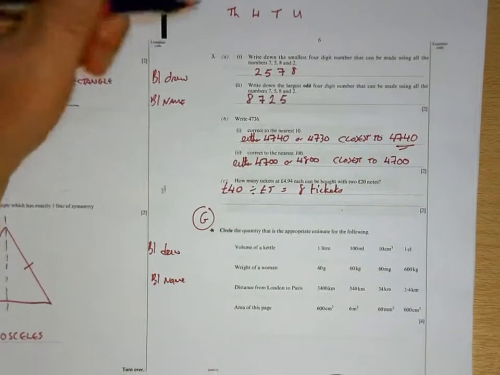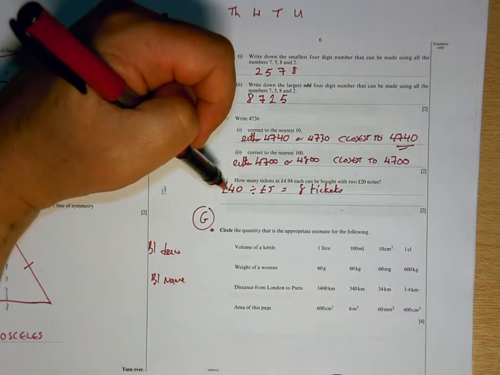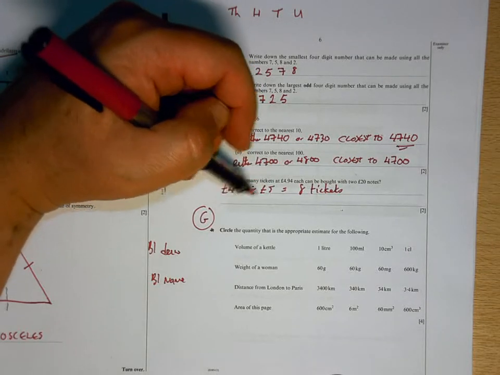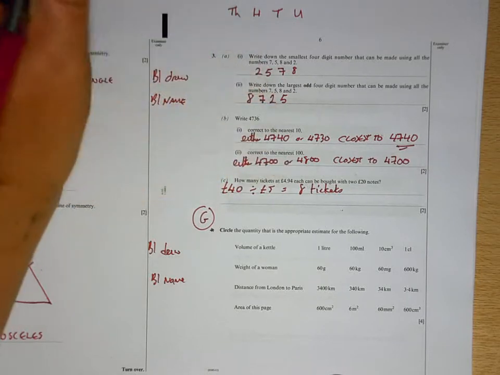Okay, so that's basically what you do. 2 £20 notes is £40, so it's important that you read the question. You round your 4.94 up to the nearest pound, which is 5. How many times does 5 go into 40? 8, so you can buy 8 tickets.